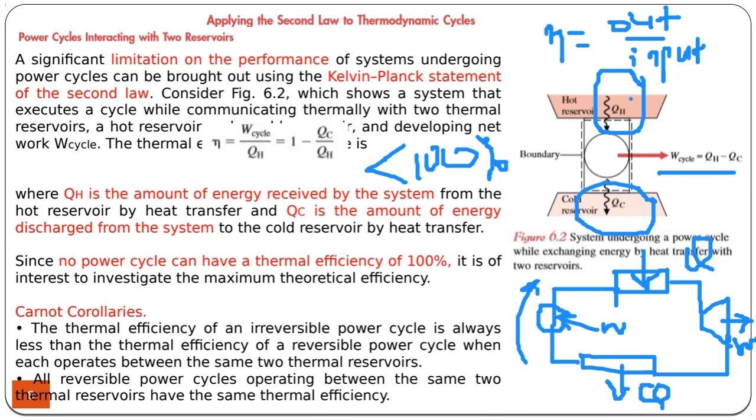All reversible power cycles operating between the same two thermal reservoirs have the same thermal efficiencies. So if it's a Carnot cycle, if it's a Carnot heat engine, if it's a reversible cycle, then if the reservoir temperatures are the same, we always have the same efficiencies regardless of the type of the system. So as long as the temperatures of the reservoirs are the same and as long as they are reversible systems, their efficiencies are always the same.